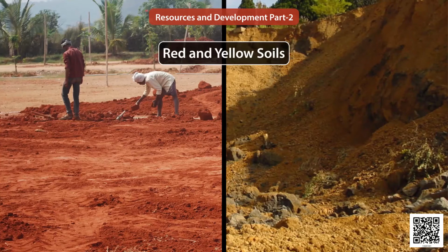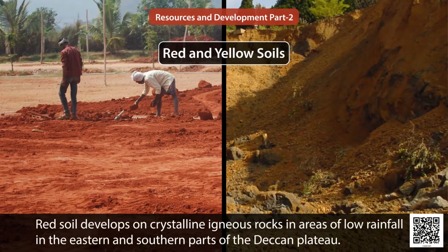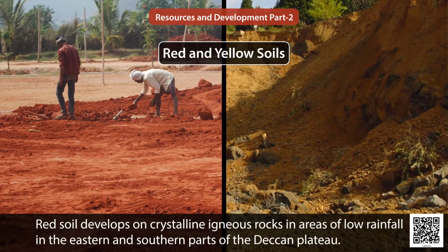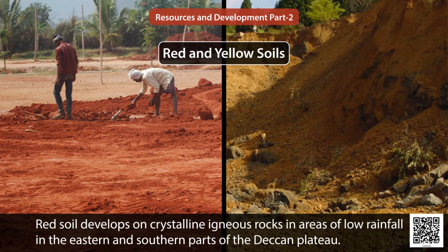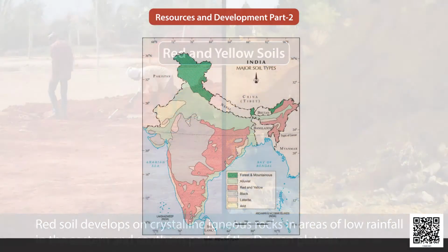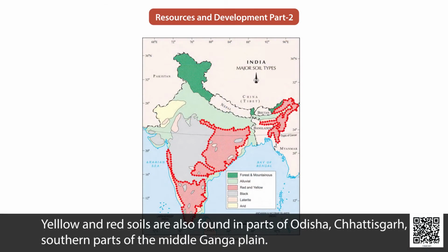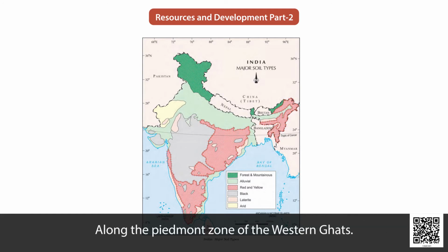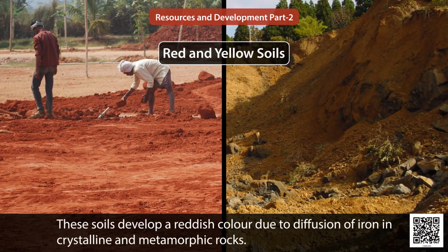Red and yellow soils. Red soils develop on crystalline igneous rocks in areas of low rainfall in the eastern and southern part of the Deccan Plateau. Yellow and red soils are found in parts of Odisha, Chhattisgarh, southern parts of the Middle Ganga Plain and along the Piedmont zone of the Western Ghats. These soils develop a reddish color due to diffusion of iron in crystalline and metamorphic rocks.